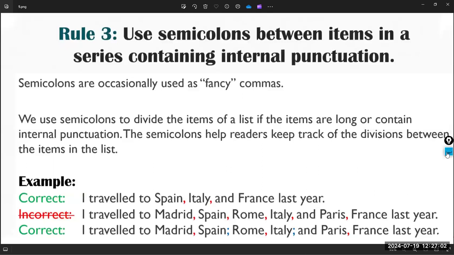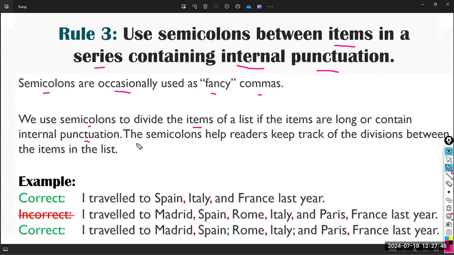Now, rule 3 is saying I have to use a semicolon between items in a series containing internal punctuation. So let's discuss this rule. Semicolons are occasionally used as fancy commas. We use semicolons to divide the items of a list if the items are long or contain internal punctuation. And we don't have to forget that the items should be in the same category. I mean, I don't have to use commas only if I'm talking about different categories.